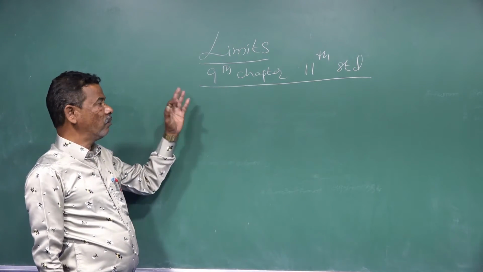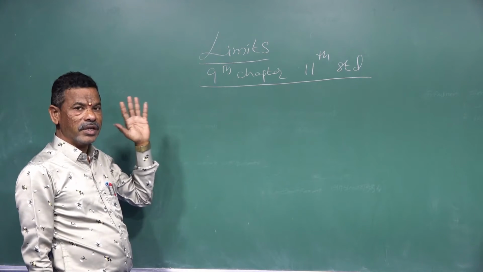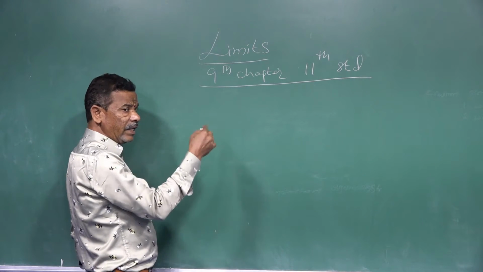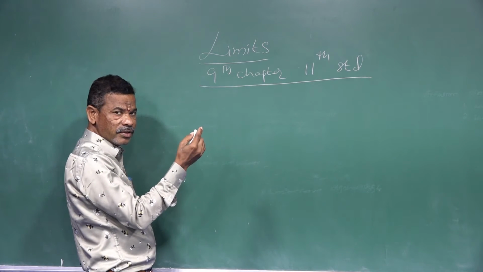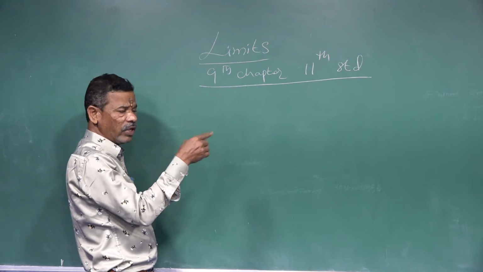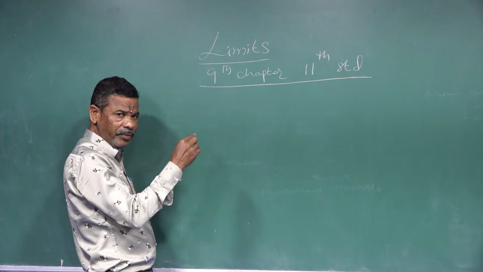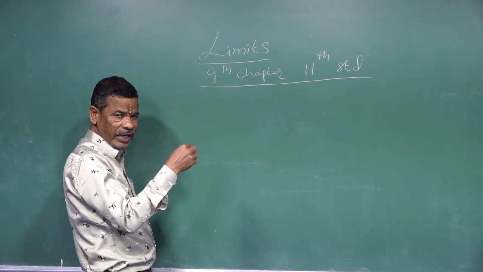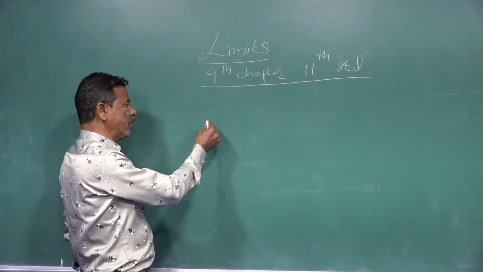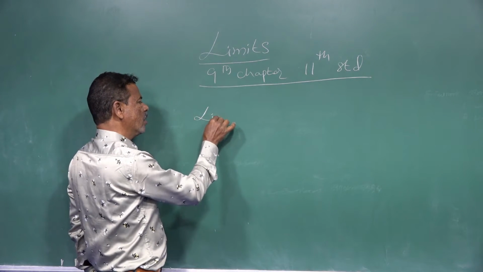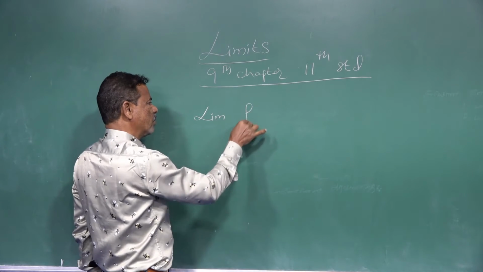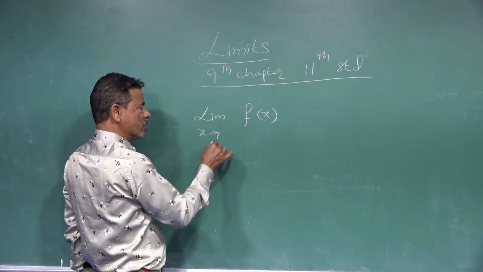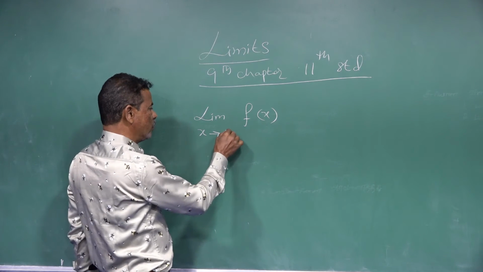So first of all, what is the limit? Limit is denoted by LIM, sometimes denoted by LT, no problem. Limit is applied to any function. If it is a continuous function, we can apply the limit. So limit means the limit of a function of x, where x tends to some real value, some c.